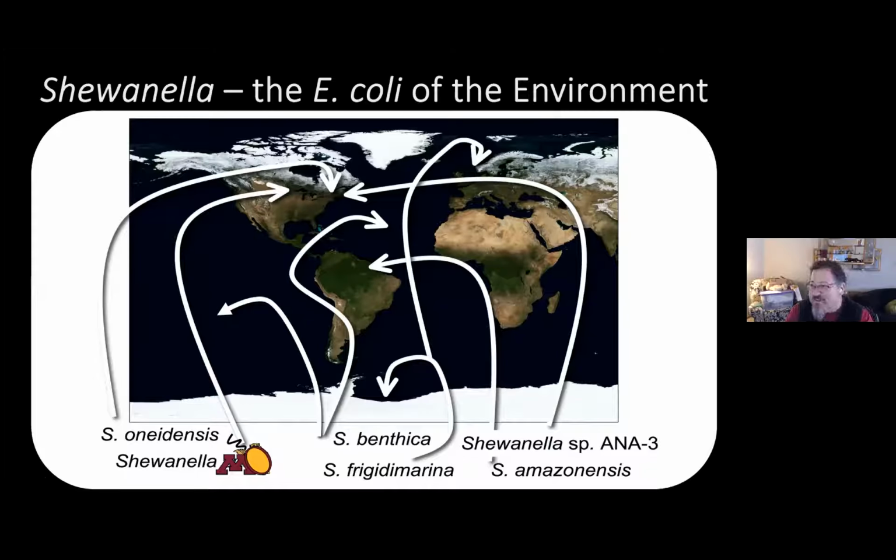That has a lot of similar properties. So you can find these guys just about everywhere. They're very easy to grow, which is one reason why you can find them easily.